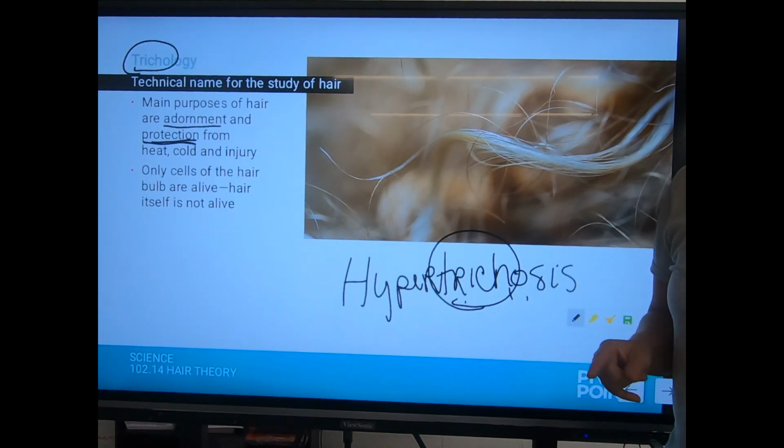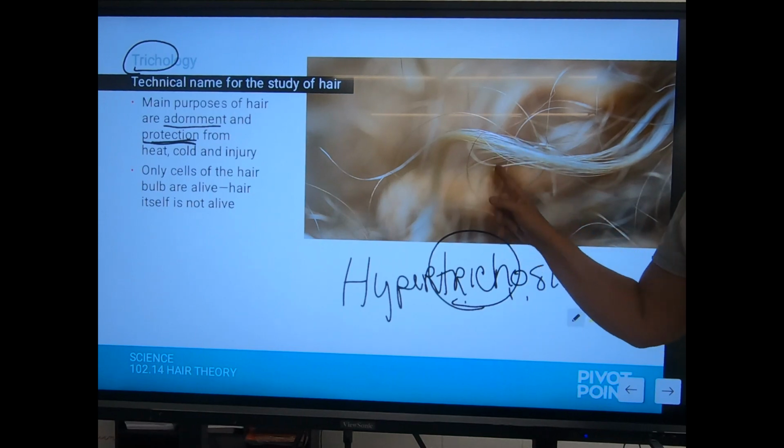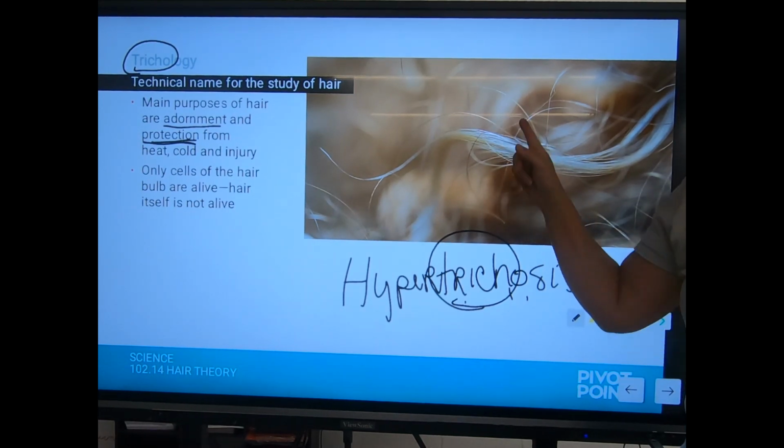Okay, only cells of the hair bulb are alive. The hair itself is not alive. If it was, when we would go to get a haircut, they'd have to give us anesthesia and knock us out to go get our hair cut.